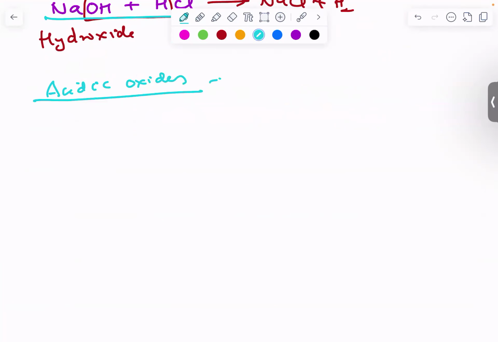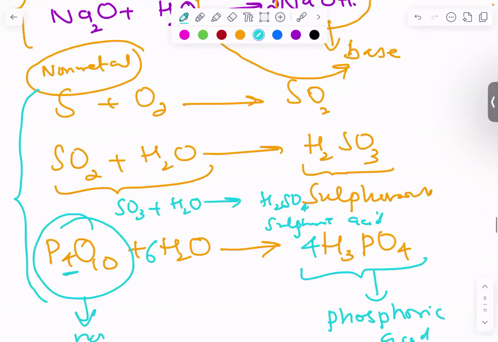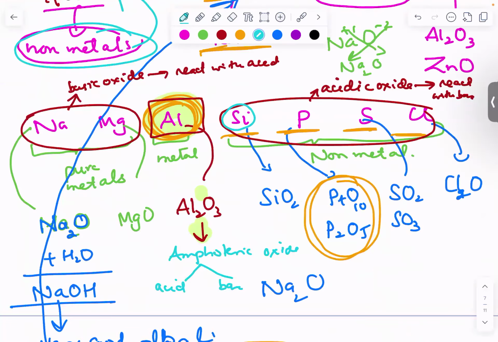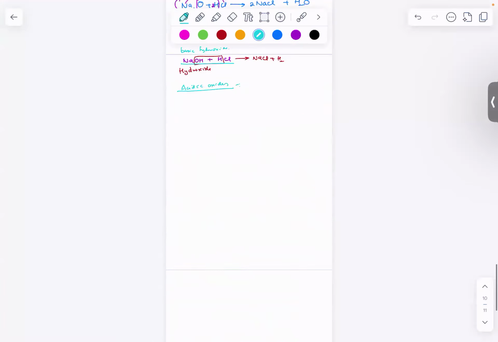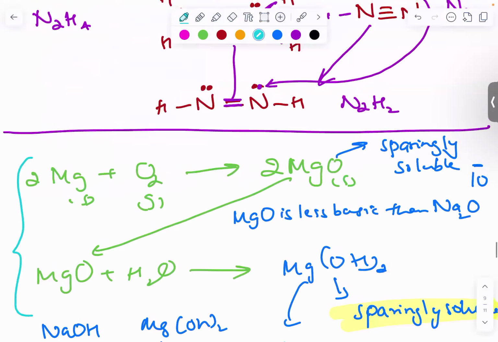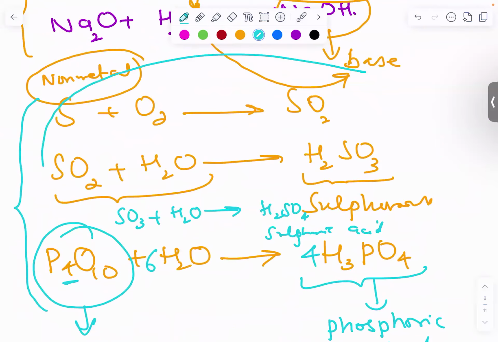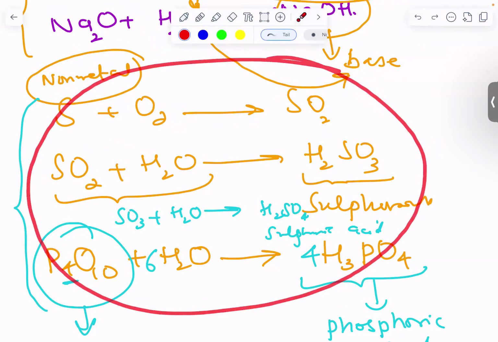Now, when we talk about acidic oxide, you know that the oxides of silicon, phosphorus, sulfur, and chlorine, these are the acidic oxides. So silicon, phosphorus, sulfur, and chlorine form acidic oxides. I have shown you how they are acidic oxides. Here it is. You can clearly see. So this shows why they are acidic oxides.